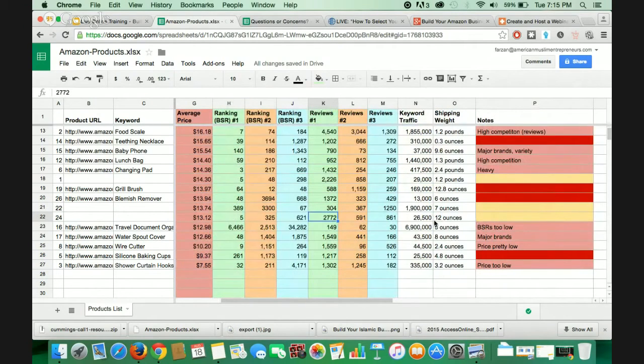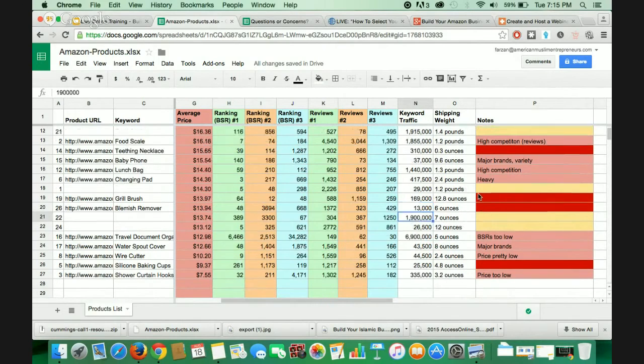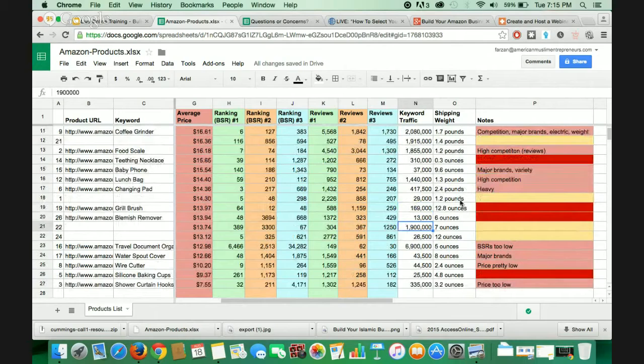But in terms of these two, I would definitely go with the top one over the bottom one, just because of the search volume, right? This keyword traffic using MerchantWords shows us that so many more people are searching for this top product than this bottom one. So just based on that, I'd probably go with that one. But both of them are still potential good opportunities. The next two, like I said, knocked out.